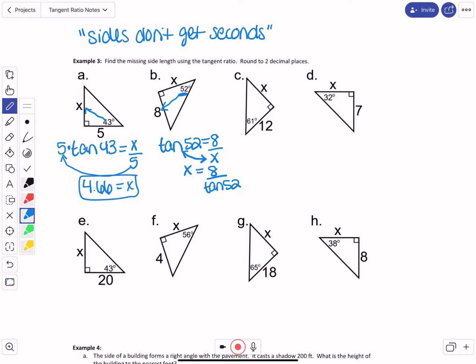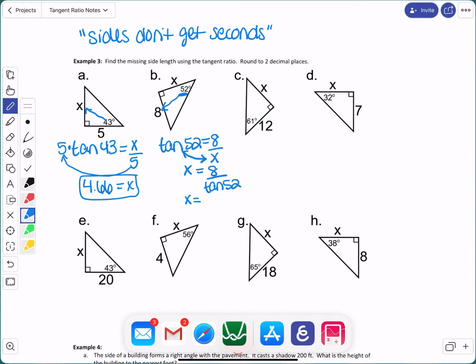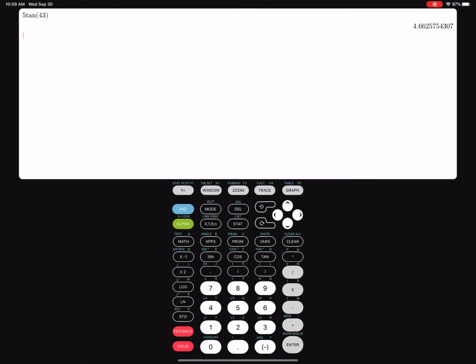So when they switch places, it's going to be x equals 8 over tangent of 52. And so x is going to equal, and I'm going to go to my calculator and I'm going to type in 8 divided by tangent of 52. So 8 divided by tangent of 52. And I get 6.25.